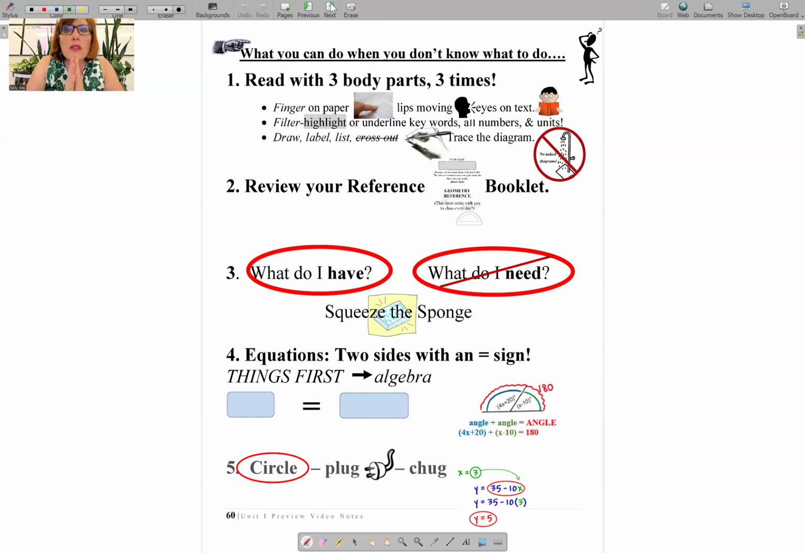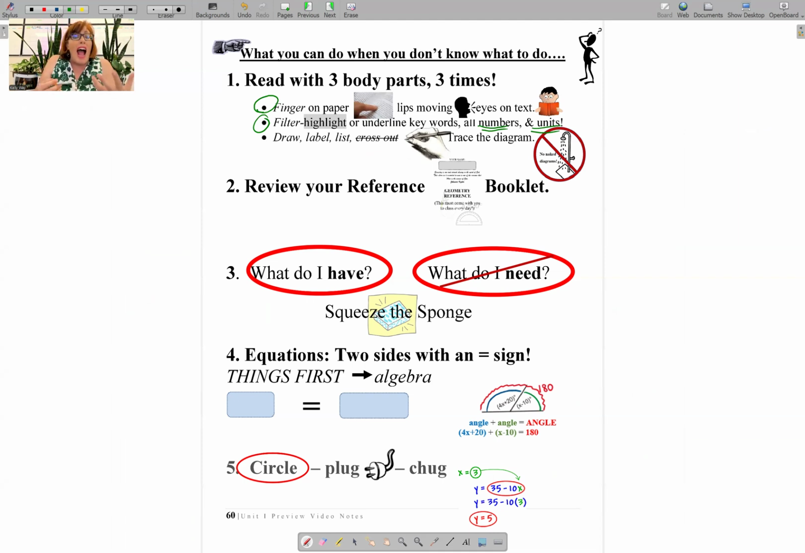This must be memorized. Number 1, you read the 3 body parts 3 times. Now we'll go over all of these in detail. You read with your finger on the paper, your lips producing sound, and your eyeballs on the text. That's the 3 body parts. You do that once. Then you go through a second time and you filter, underline, or highlight keywords. Watch out for numbers and especially units, which are centimeters, meters.